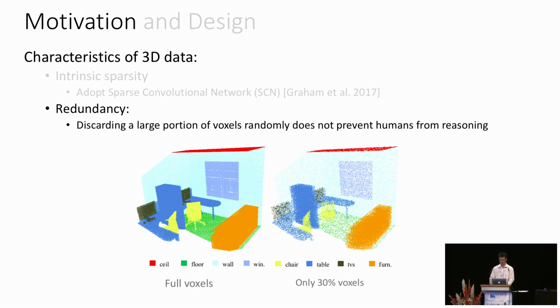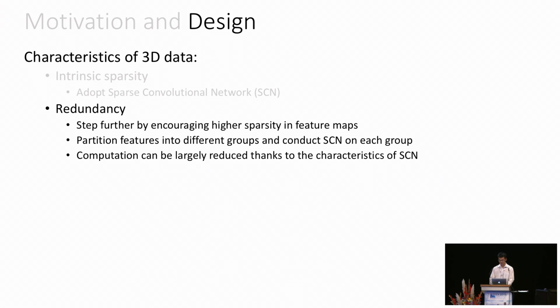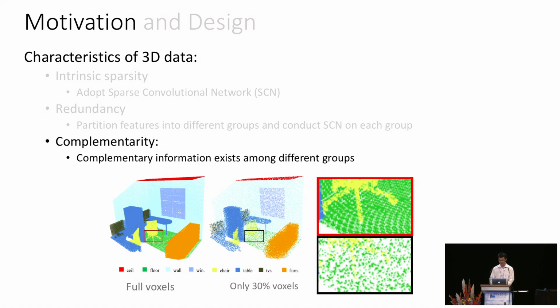As shown in the figure, discarding a large portion of voxels randomly does not prevent humans from reasoning about the overall semantic information. More specifically, we build our work on SCN and step further by encouraging higher sparsity in feature maps. We partition features into different groups and conduct sparse convolutional network on each group. The computation can be largely reduced thanks to the characteristics of SCN.